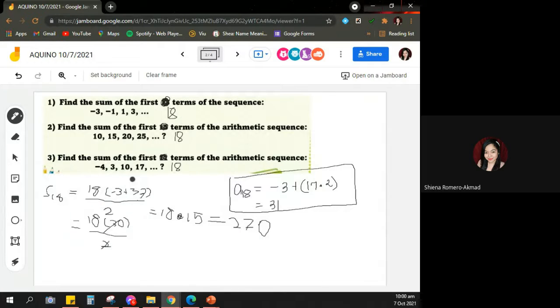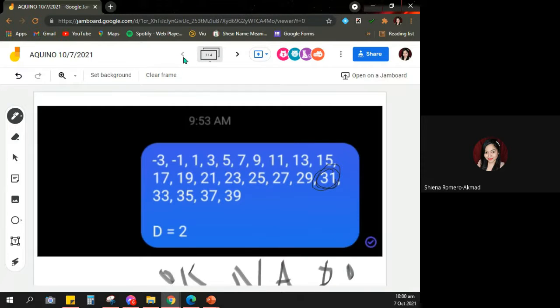Okay, sino nagsagot nito sa page number 2? Pwede magsalita. Ako po, ma'am. Ano tong last term mo? 31. Yan, very good. So, negative 3 plus 31. 30 ba? Ayan, sige. Correct mo. Ikaw din ba nagsagot ng first page? Hindi po. Sino nagsagot ng first page? Ako, ma'am. Kinuha mo lang yung terms. Opo. Ito, kahit hindi mo na to gawin kasi nakakapagod to eh.